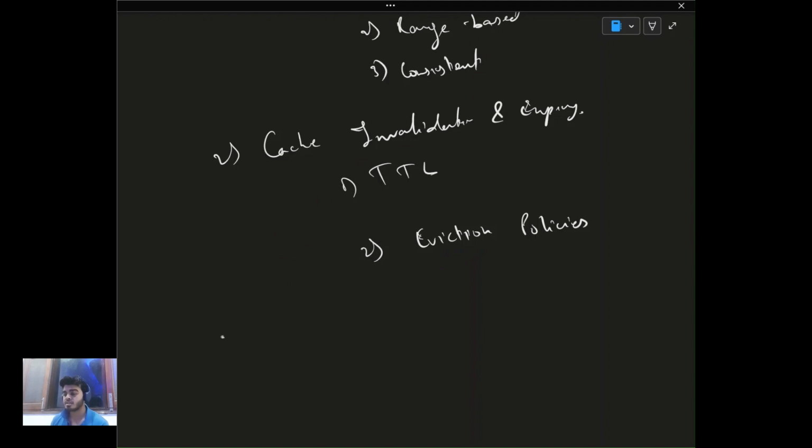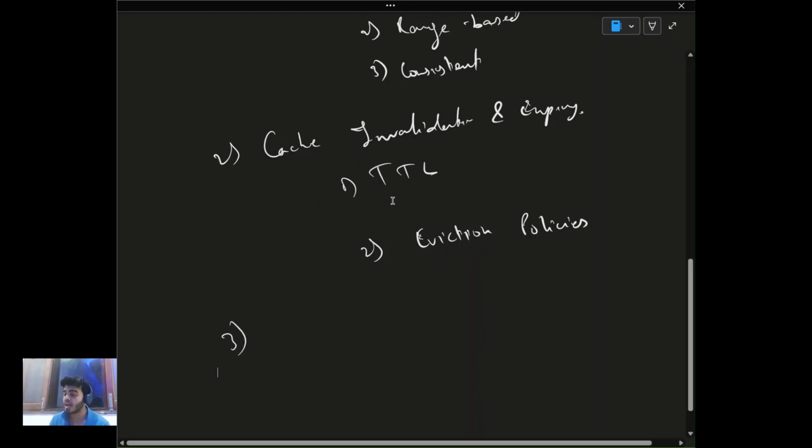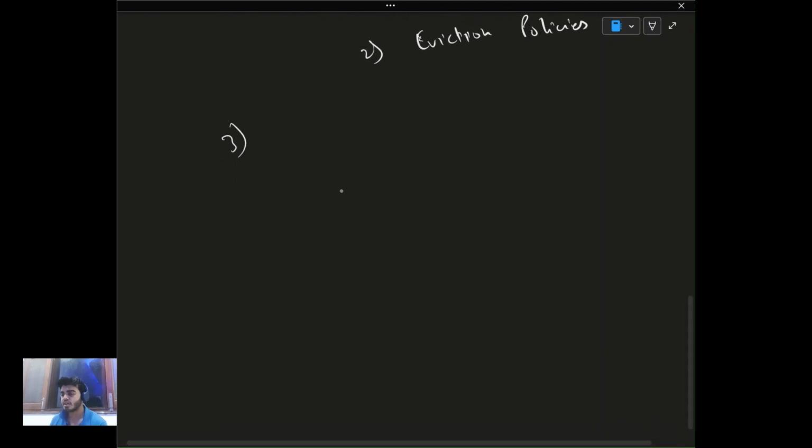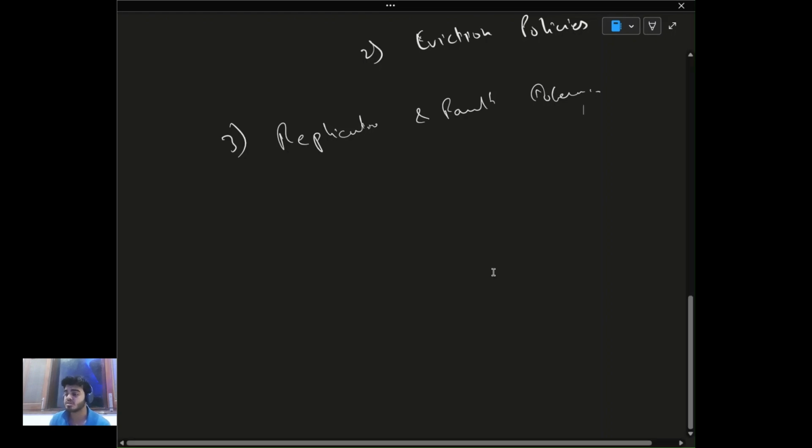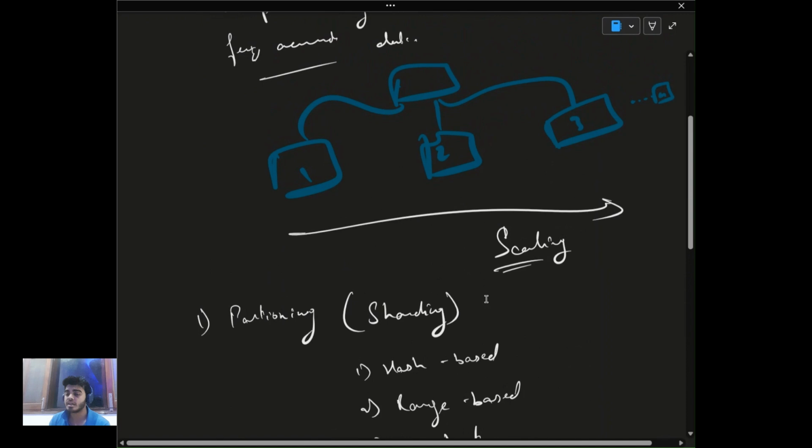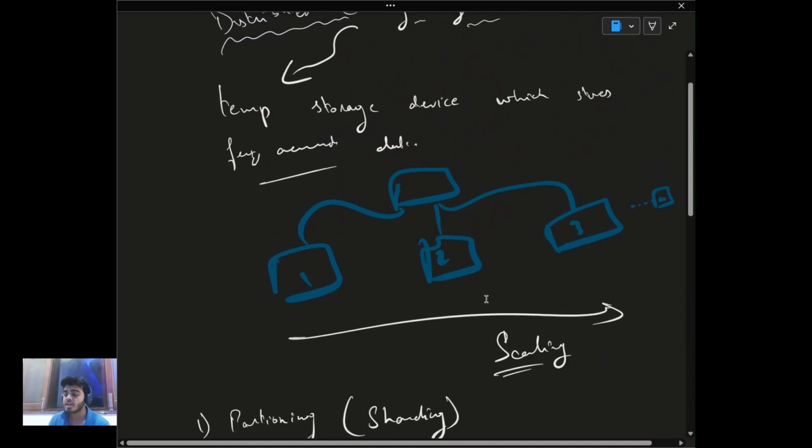The third step is replication and fault tolerance. How will you handle replication and fault tolerance? To ensure high availability, data is replicated across multiple cache nodes, as we can see in this diagram. If one node fails, another can serve the request.